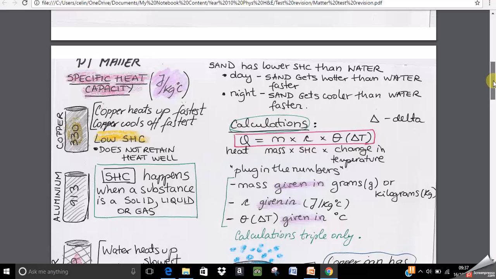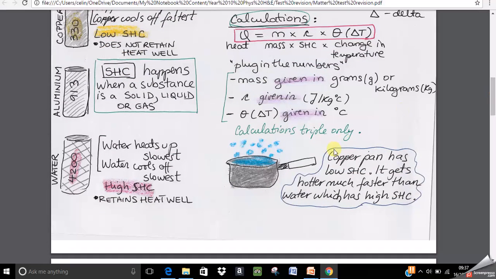The last thing we have to add here: for example, you have a copper pan and you're heating up water in the copper pan. Now the copper pan has a low specific heat capacity. It will get hotter much faster than water, which has a high specific heat capacity. That's why the pan gets hot very fast, but water needs a good amount of time to start boiling.